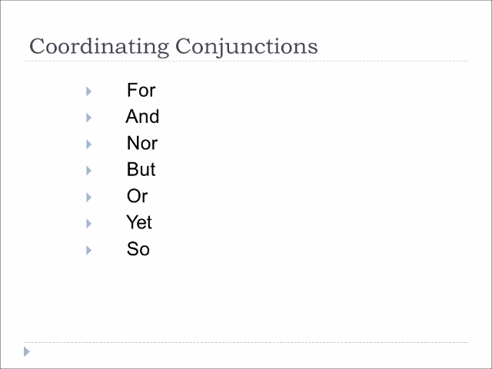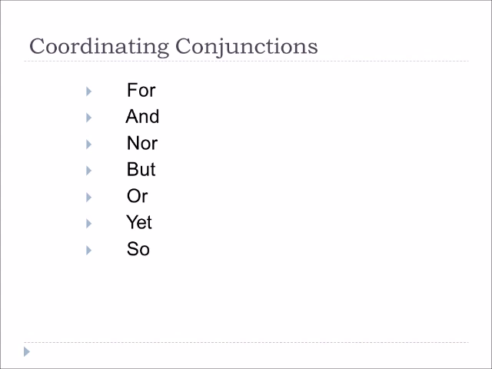Now, I've talked about coordinating conjunctions. Some of you know this list, some of you do not, so let's refresh. For, and, nor, but, or, yet, so. Seven coordinating conjunctions. And I want to tell you very clearly, these are the seven coordinating conjunctions. There are no more.